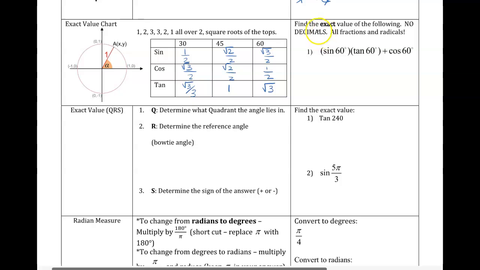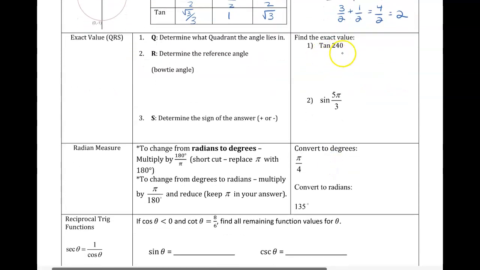Now when I'm asked to find these exact values, that tells us we're either using the table or the unit circle. So sine of 60, we know from our table, is radical 3 over 2. Tangent of 60 is just radical 3. You could always put that over 1. Plus cosine of 60 is just 1/2. So first I would multiply radical 3 times radical 3 is radical 9, which just gives us 3. So we have 3/2 plus 1/2 gives us 4/2, which reduces to 2.